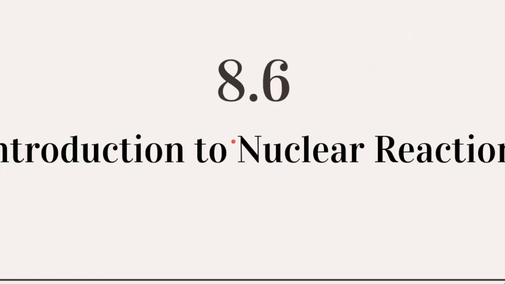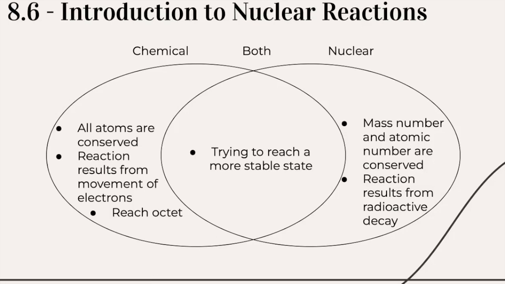Now we're going to be talking about the introduction to nuclear reactions. So we're done with chemical reactions and we're moving on to nuclear. When we're comparing or contrasting nuclear and chemical reactions, in a chemical reaction all the atoms are conserved, right? The reaction results in a movement of electrons. So that doesn't affect the identity of the atom, since identity really has to do with the protons, while electrons do with the reactivity. So in a nuclear reaction, the atomic number and the mass number are conserved.